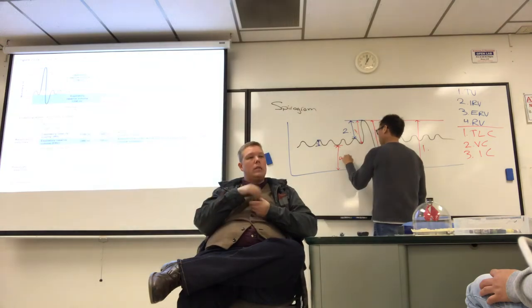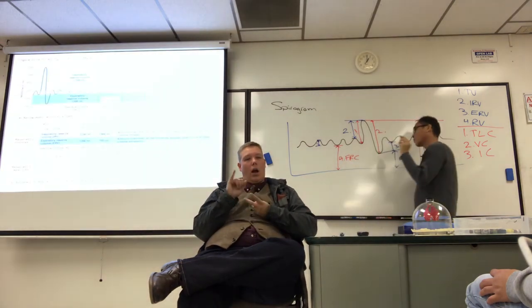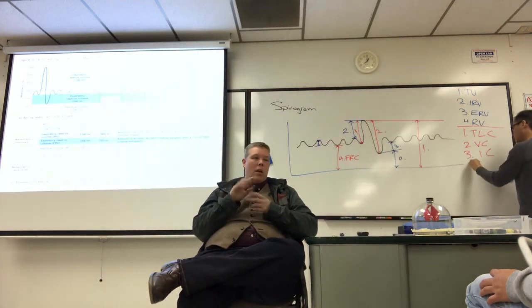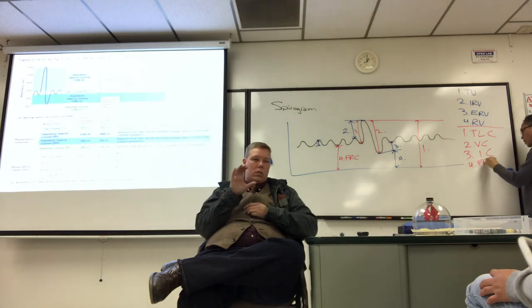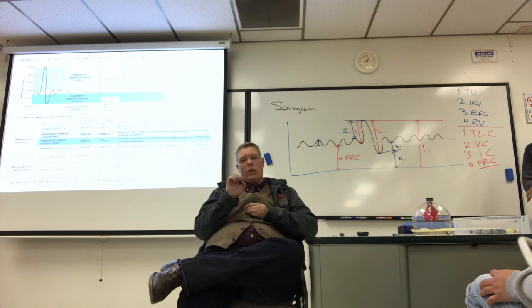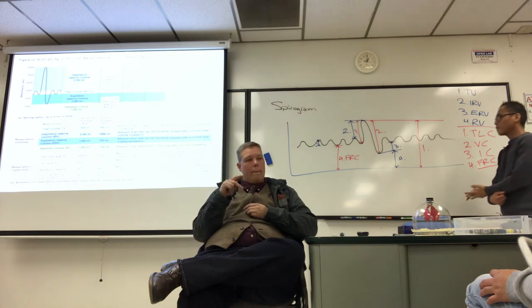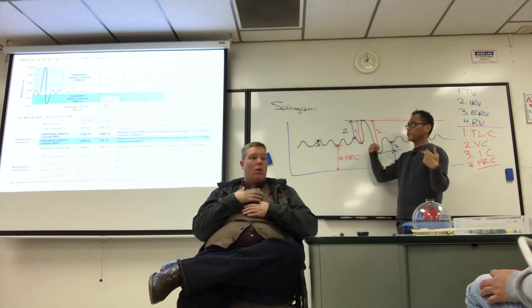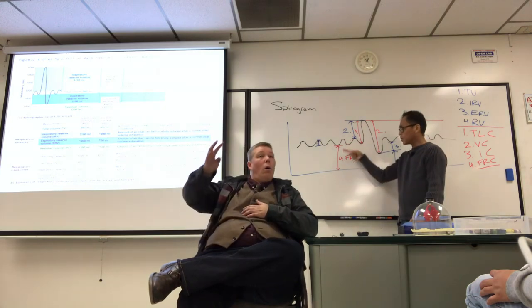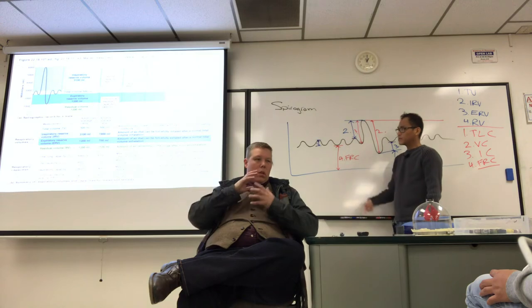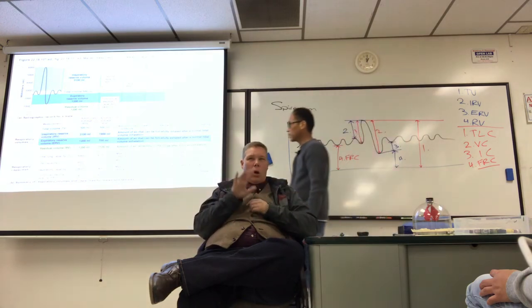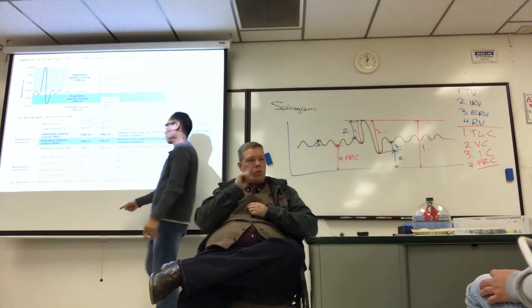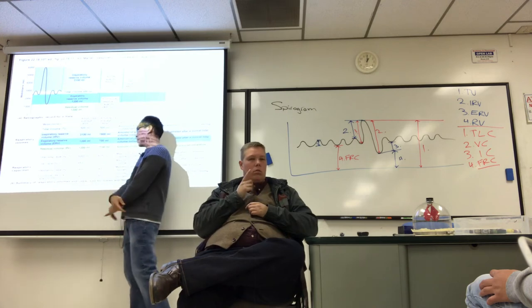Number four, the functional residual capacity. It does have a function, I'll talk about that later, but this is like a mixing chamber. That's the function of it. You're breathing in and out, but you're not breathing all the air in and then breathing all the air out. There's always a huge volume of air, about 2.5 liters in a man, that acts as a mixing chamber.